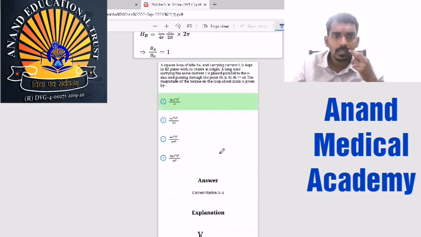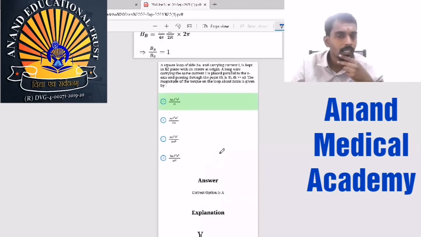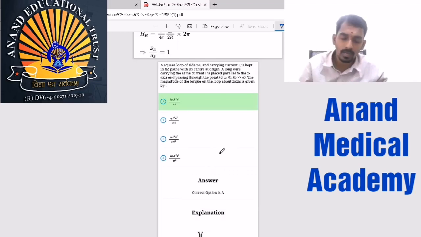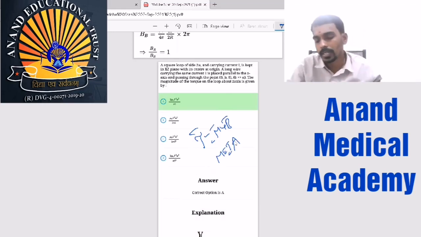And here is the question based on what we call torque on a magnetic loop. Torque tau on a magnetic loop, that is the torque tau formula. What is the torque of the loop? M bar cross B bar, where magnetic moment is current into area.